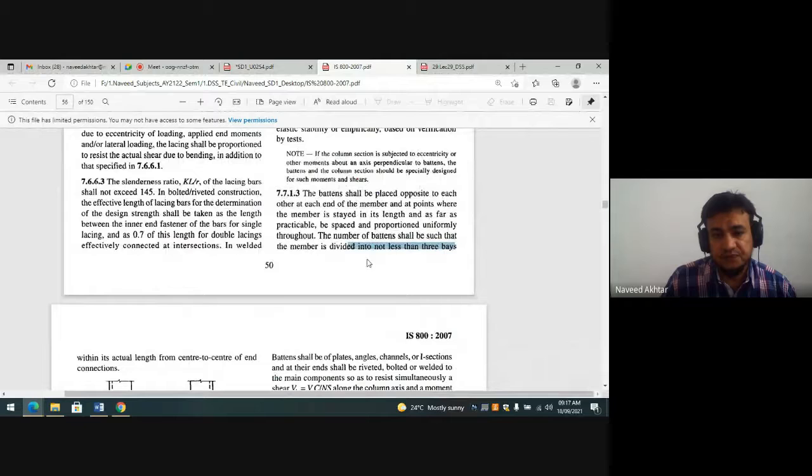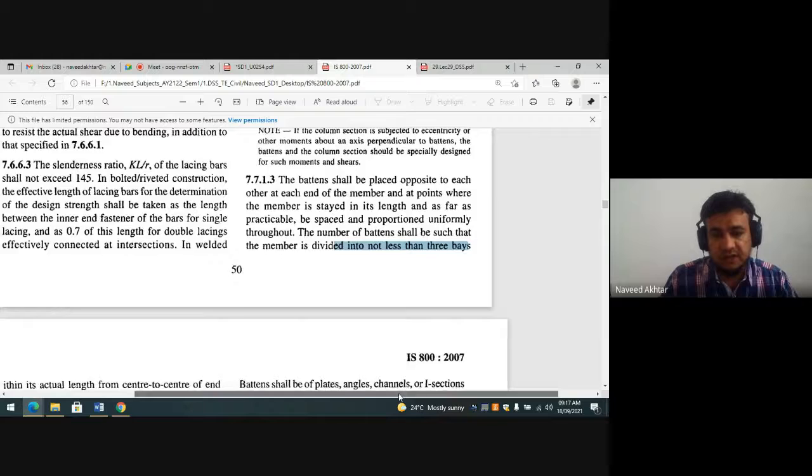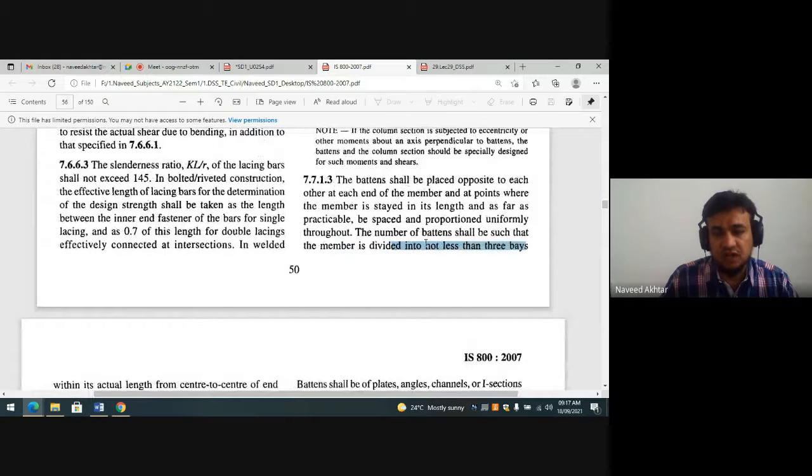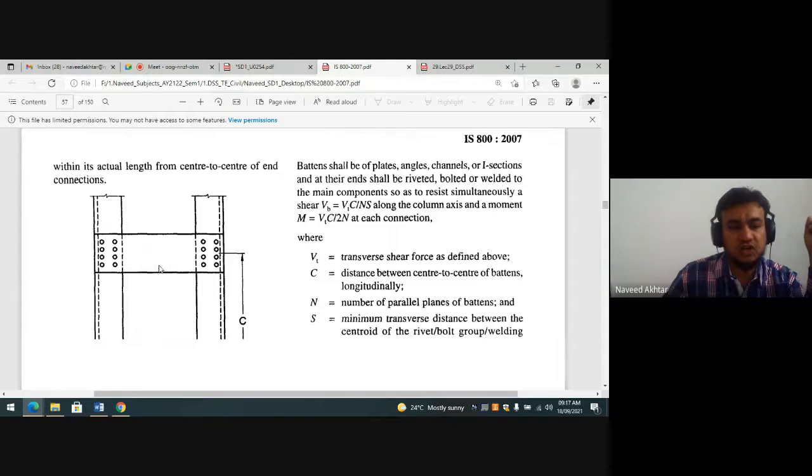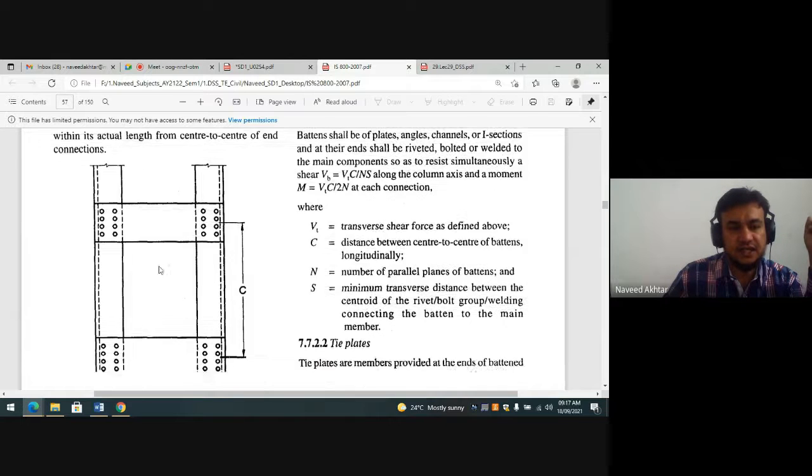7.7.1.3. Okay, the number of battens shall be such that the member is divided into not less than 3 days. So this is the clause number. I think so, it is visible to you. All is divided into not less than 3 days, with its actual length from center to center of end connection.